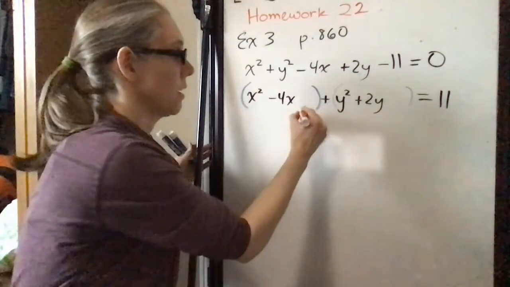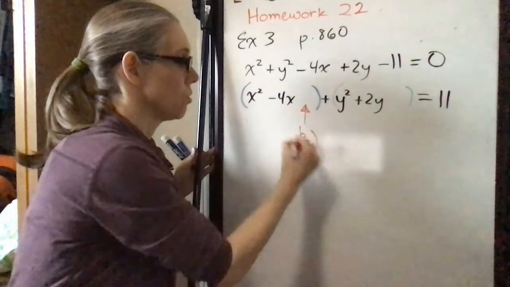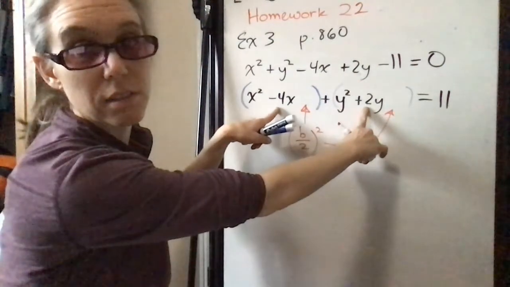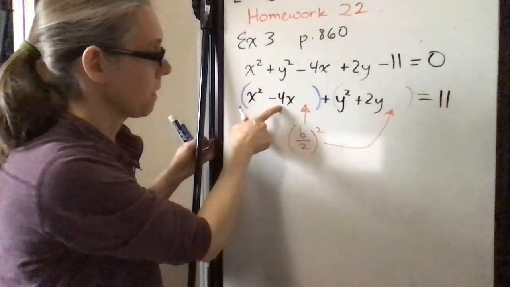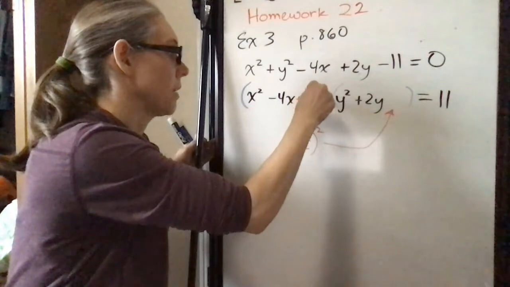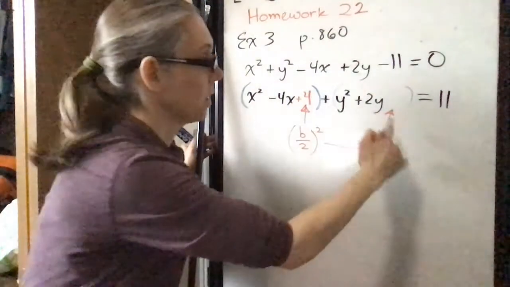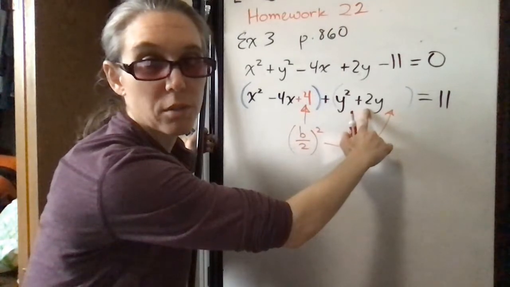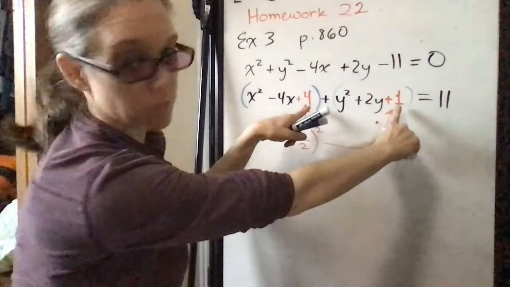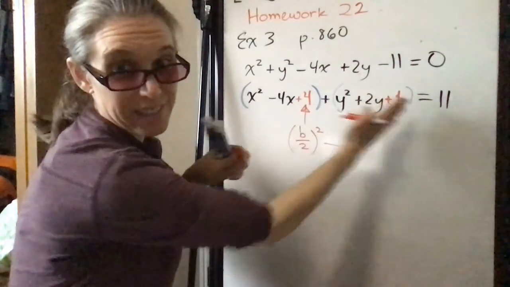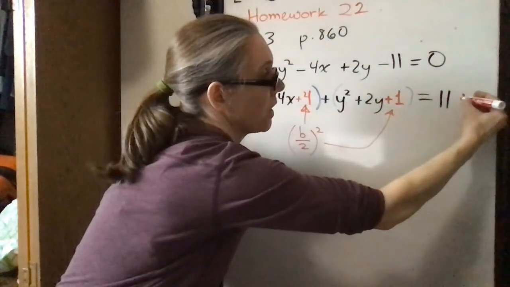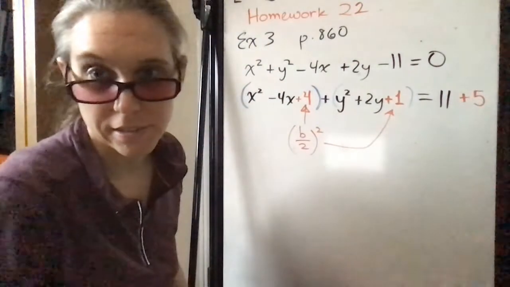Remember, this number right here is going to be b over 2 squared. Same thing as here. But there's two different b values. This b value is negative 4. Negative 4 divided by 2 is negative 2. Negative 2 squared is 4. So I'm adding a 4. Over here, the b value is 2. 2 divided by 2 is 1. 1 squared is 1. So I'm adding a 1. And 4 plus 1 is 5. So to the left-hand side of the equation, I have added a 5, which means I have to add a 5 over here on the right-hand side.